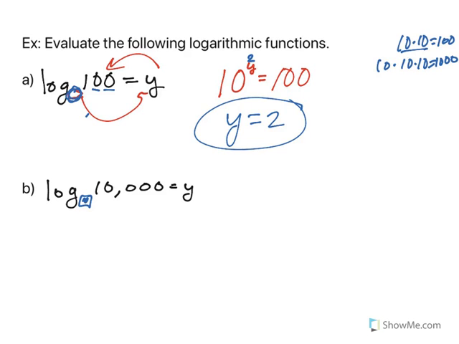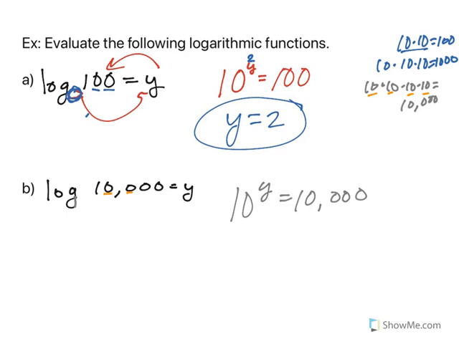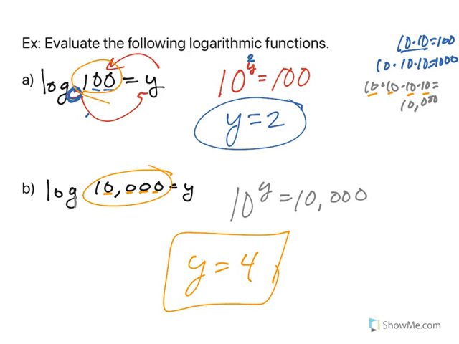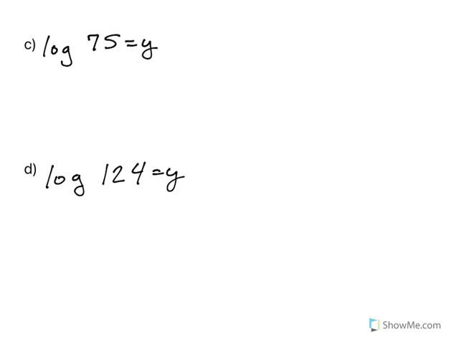Let's look at the next one. Log of 10,000 equals y. We know this is a common log because we have no base given. So this would be 10 to the y equals 10,000. You can go through the process of how many tens it takes to get 10,000. In this case, it's 4, or you can use my cheat method and say there are 4 zeros, and therefore y is 4. That makes life really easy when our argument is a power of 10. But what happens when it's not?